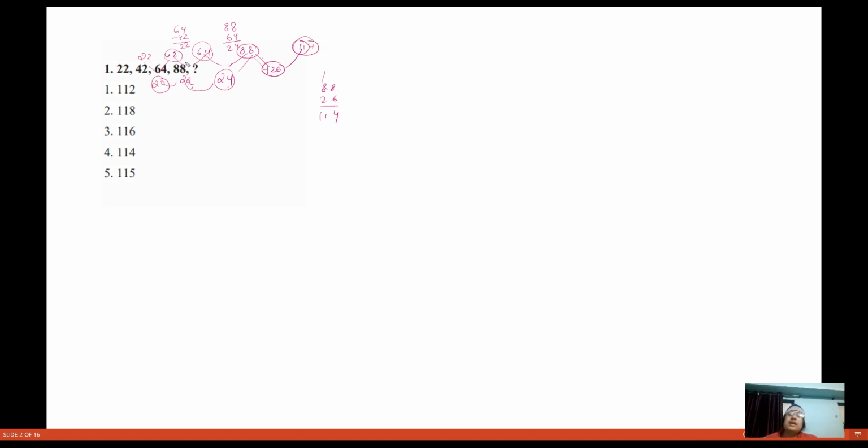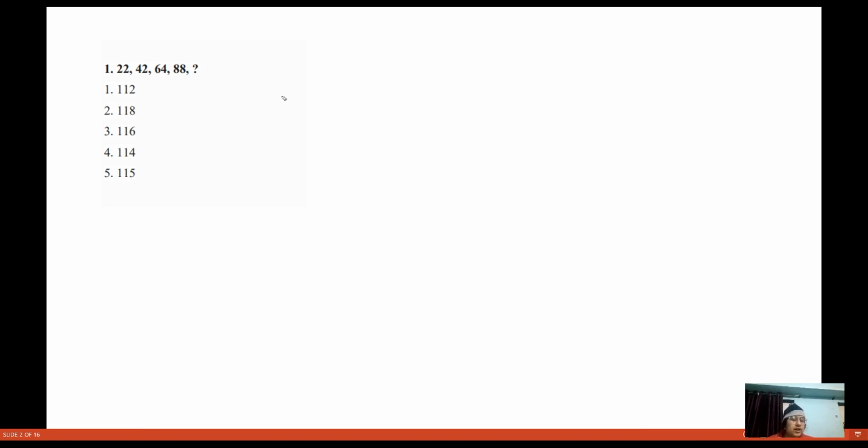So what we did here basically is we took the difference between two numbers, and then we saw that there is a constant difference. This difference is 2, this difference is 2. So 24 plus 2, you are adding 26, and then you get 114. This is the simplest method of solving this series.